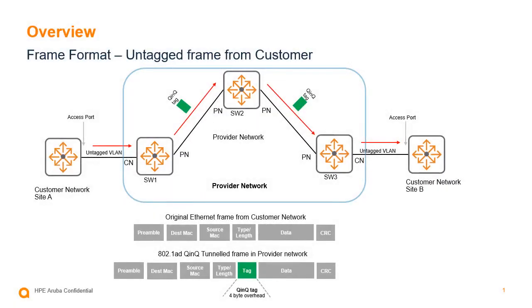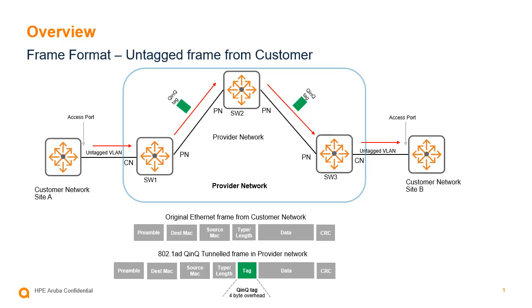This is an overview of QinQ with an untagged customer frame entering the provider network. Just like the other diagram, switch 1, switch 2, switch 3 form part of the provider's network, and the customer network is connected at the edge. So traffic leaving the customer network at site A, untagged, enters the provider network on the CN customer network port. And as the customer's untagged traffic enters the provider network, it is tagged with a service VLAN as it traverses the end port on the provider network. And this traffic propagates across the core and reaches switch 3 in this example, where the SVLAN tag is stripped and the original Ethernet frame is passed to the customer network at site B through the CN port.